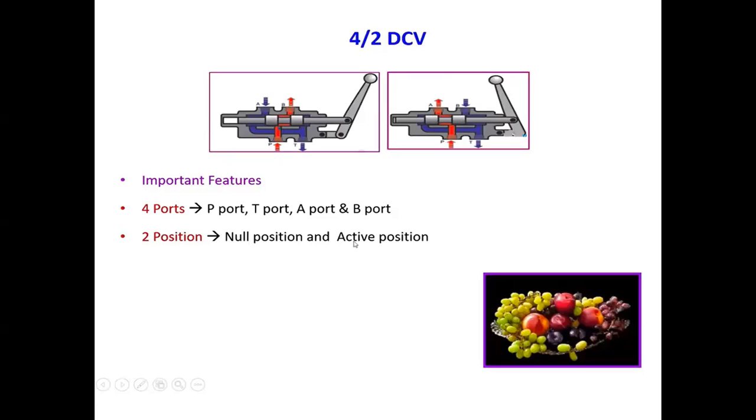Important feature. 4/2 means 4 ports, 2 positions: P port, T port, A port, B port. 2 positions means null position and active position. So see here, P port, T port, A port, B port, P port, A port, B port, T port. See, this is the null position, this is the active position.